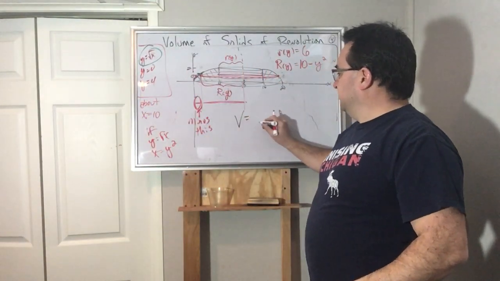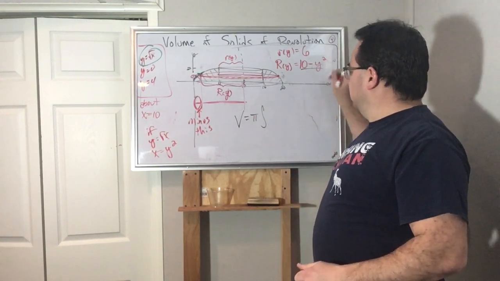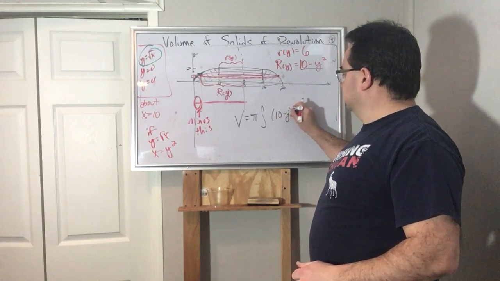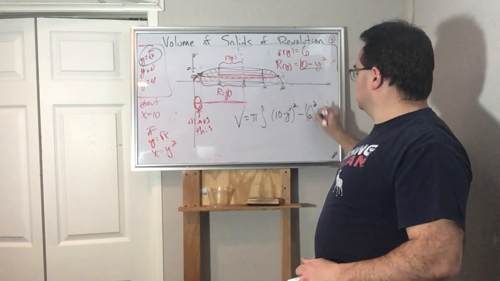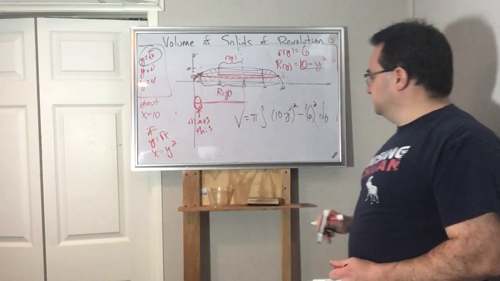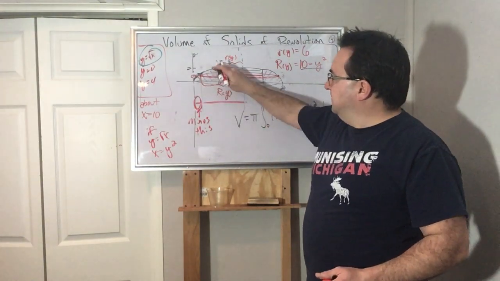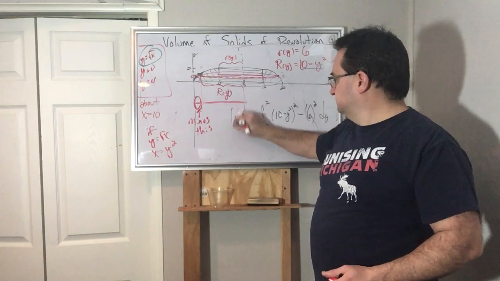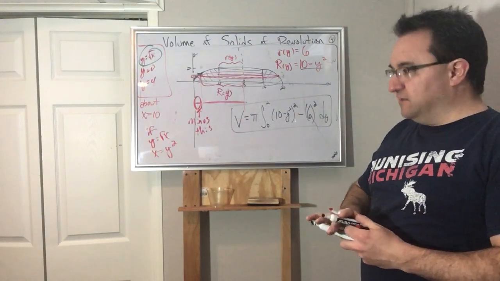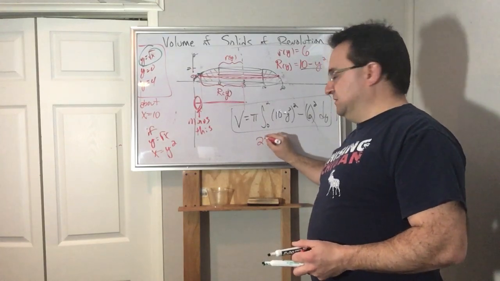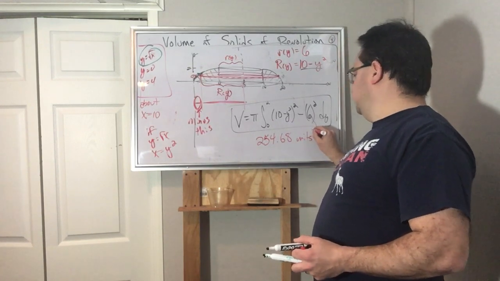The volume of this thing is going to be pi times the integral of the outer radius, I already did that thinking, squared, minus inner radius, squared. This is a dy thickness. And so my y values go from 0 up to 2. If I can get that, which is a big if, I punch it in my calculator, and the calculator says 254.68 units cubed. All right.